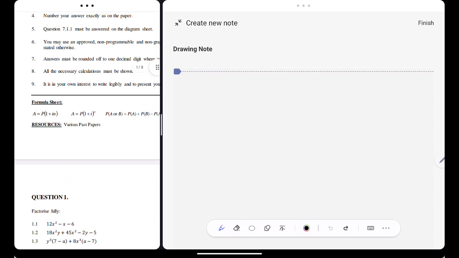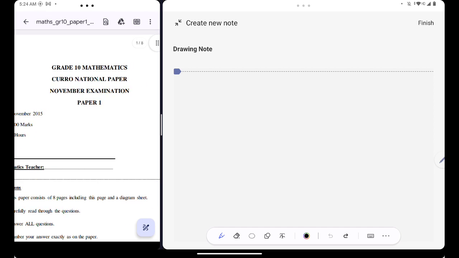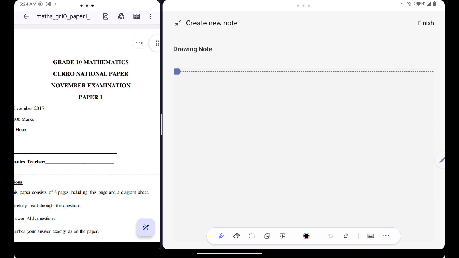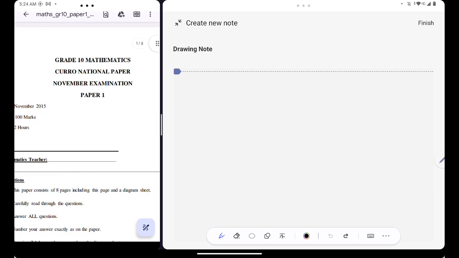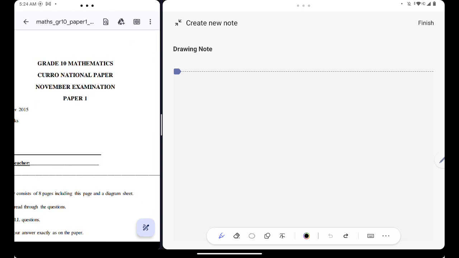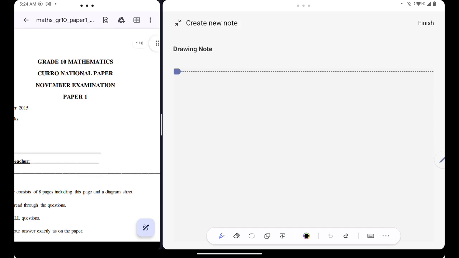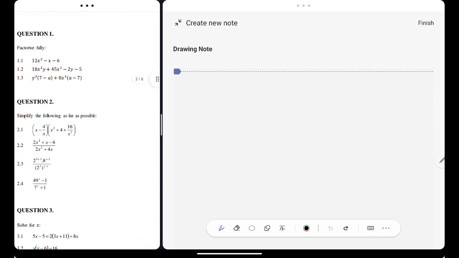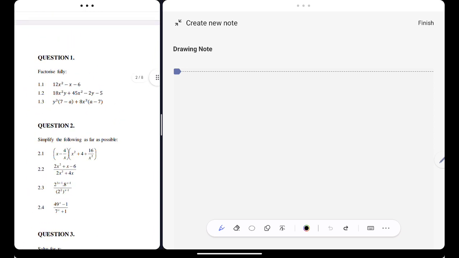Hello everyone. Today I'm about to answer questions 1 to 4 from the 2015 November Mathematics Paper 1 from the CURRO Secondary School. Okay. For question 1, I'm asked to factorize fully.